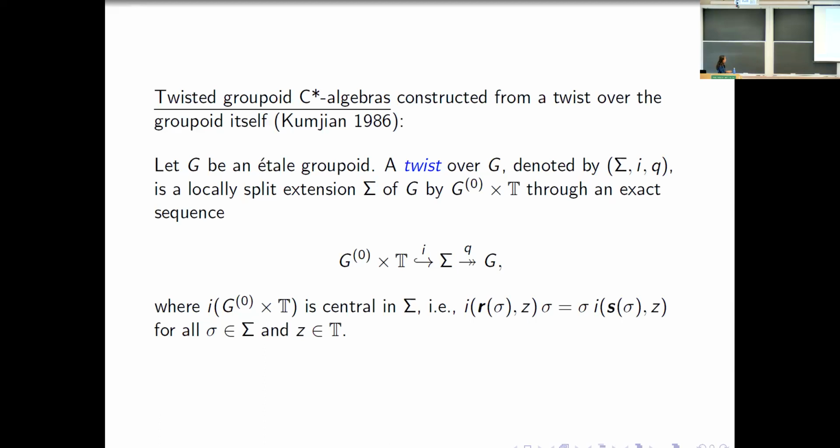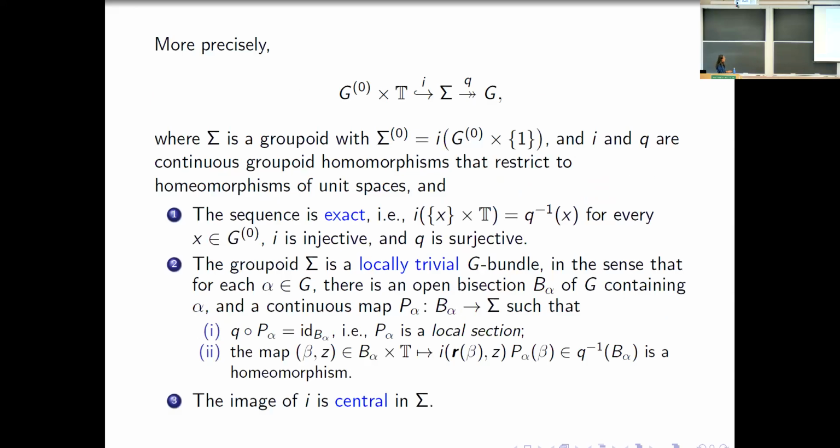And to be more precise about what exactly this twist means, the full definition is listed below. I'm not going to go through the details, but just briefly: apart from having this short exact sequence, as I say, the middle one can be seen as an extension of the groupoid G, and Σ itself is also a groupoid.